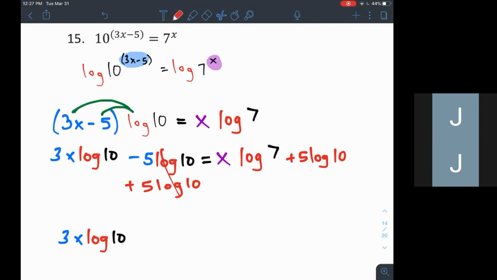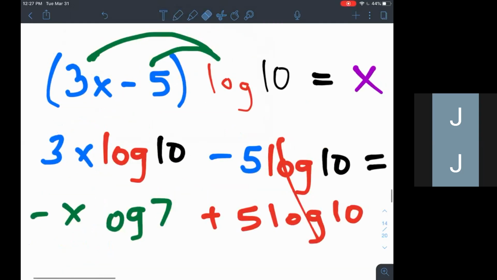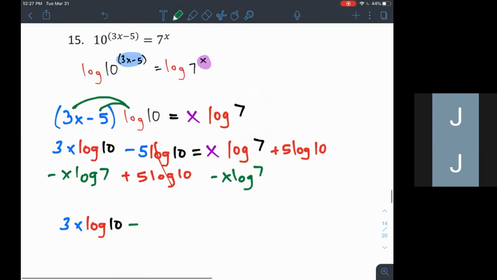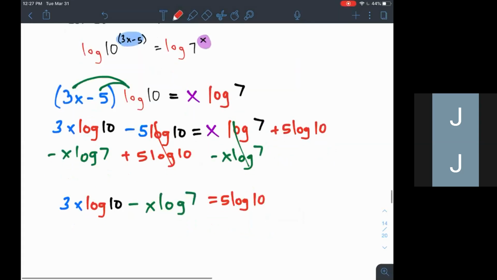And I'm going to subtract, let's go green, x log 7 from both sides. Keeping in mind that these logarithms aren't actually the same, one's a log 7 and one's a log 10, so they're not like terms. So I'm just going to write it out like such. When I do so, these are all gone, meaning all I have left on the right side is 5 log 10. What I did here is get everything with an x on one side, and everything else on the other.